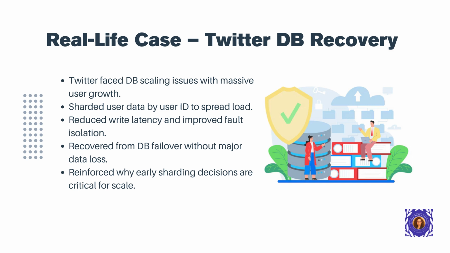Beyond performance, sharding also improved Twitter's fault isolation. When one database node experienced issues, it only affected a subset of users rather than bringing down the entire platform. This architecture proved its worth during a major database failover incident, where Twitter was able to recover without significant data loss because the problem was contained to specific shards. Twitter's experience reinforces why making smart sharding decisions early is so critical. Retrofitting sharding onto an existing large-scale application is exponentially more difficult than building with sharding in mind from the start.